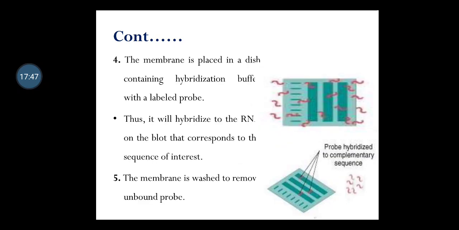In the fourth step, the membrane is placed in a dish containing hybridization buffer with a labeled probe. Thus it will hybridize to the RNA on the blot that corresponds to the sequence of interest. The membrane is then washed to remove the unbound probe. Where the probe hybridizes to complementary sequences, you are able to detect your RNA.